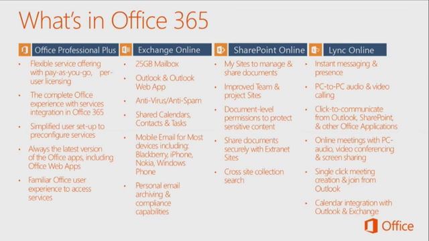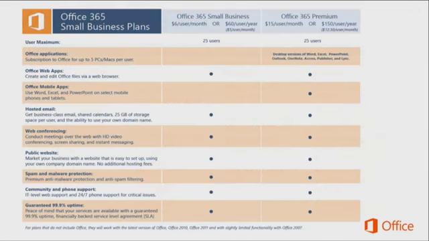Exchange Online, this is where email is done. Again, 25 gigabyte mailboxes, Outlook and Outlook Web App, antivirus, mobile email, personal email archiving and compliance. SharePoint Online, My Sites, Improved Team and Project Sites, Link Online. All of these are included in Office 365. Okay. We kind of broke this down, and this slide might be a little harder to read. It's a little smaller. This is a small business plan, so we also have new plans, and this is big this year.